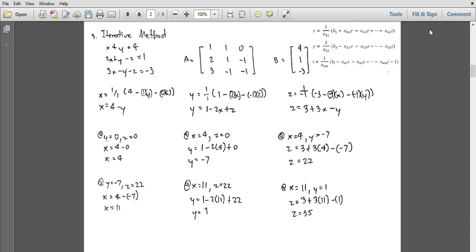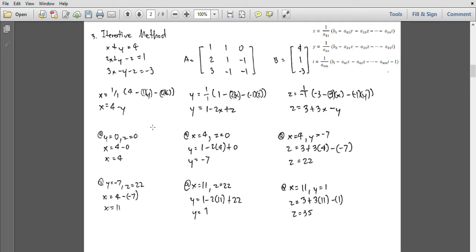Applying step 1, we arrive at this: x equals 4 minus y, y equals 1 minus 2x plus z, and z equals 3 plus 3x minus y. Then step 2, make an initial approximation of the solution. As for the initial approximation, we substitute 0 for x, y, and z.